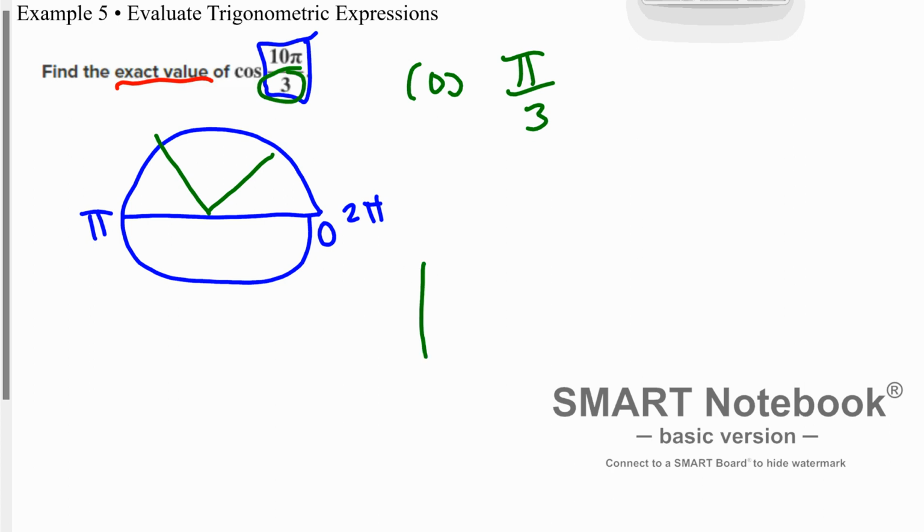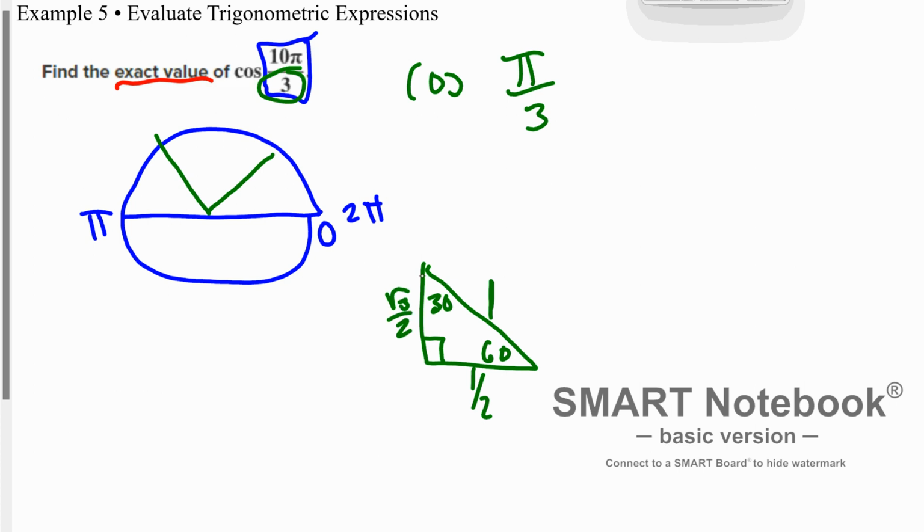And so if I draw my 30, I guess I'll go this way, 60, 30 triangle, we know across from the 90 is our hypotenuse, which is 1 because we're on the unit circle. Okay, across from the 30 is 1/2, and across from the 60 is √3/2.